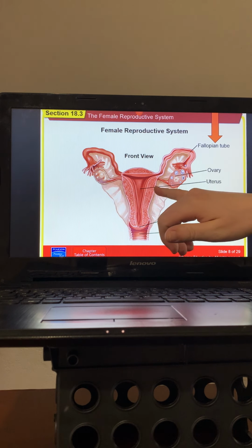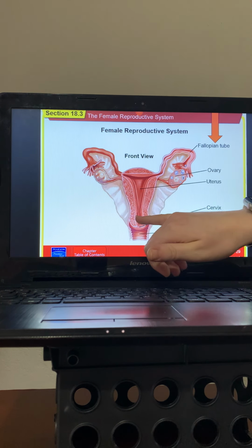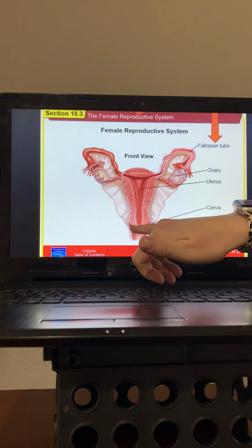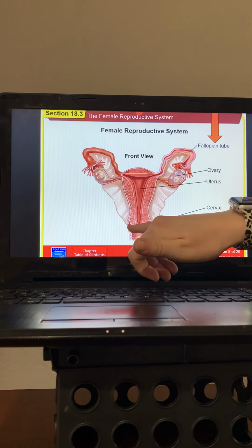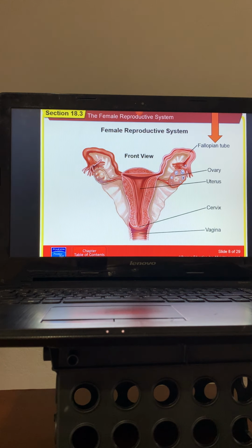Most of the time there is 1 uterus, which looks like this upside down pear-shaped structure right here, 1 cervix, which is this sideways letter C down here, and 1 vagina or vaginal canal. So go ahead and label those. There's an orange arrow pointing to the terms that you need to label. And then we need to talk about what each one does.